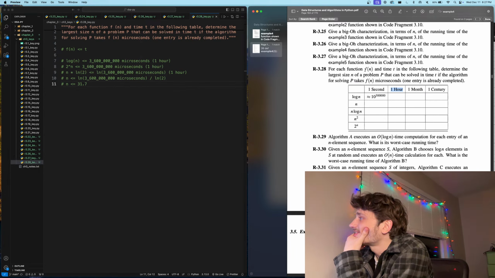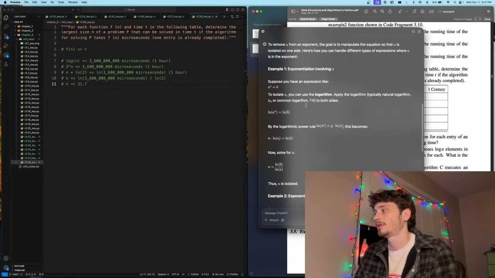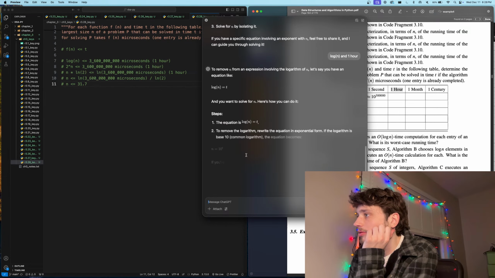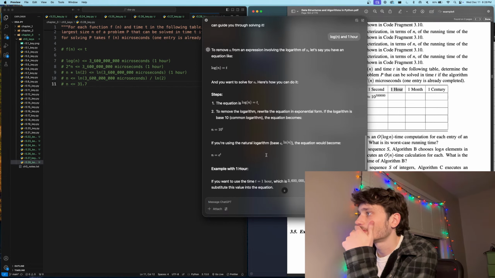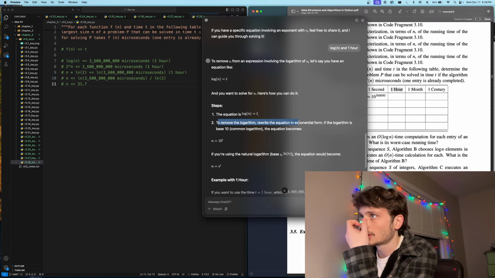So for every function f of n, and the time t, determine the larger size n if the function takes microseconds. So let's go back to the Jeopardy and say log n and 1 hour. To remove the logarithm, rewrite the equation with the exponential form. Log n.